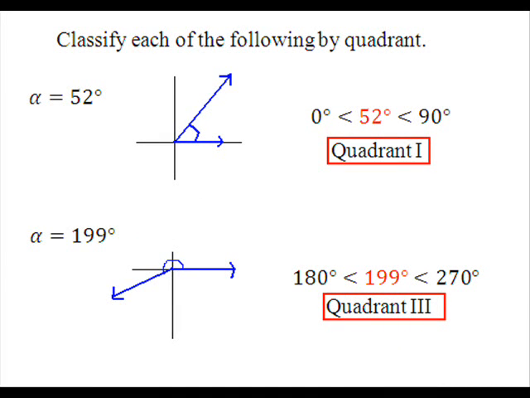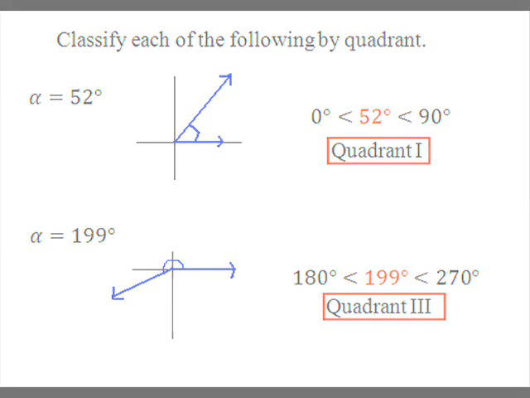Let's look at two examples. 52 degrees is between 0 and 90 degrees, so it is a quadrant 1 angle. And 199 degrees is between 180 and 270 degrees, so it is a quadrant 3 angle.